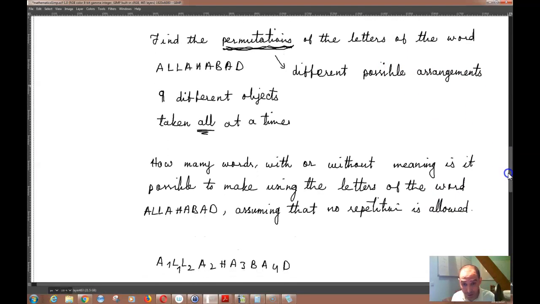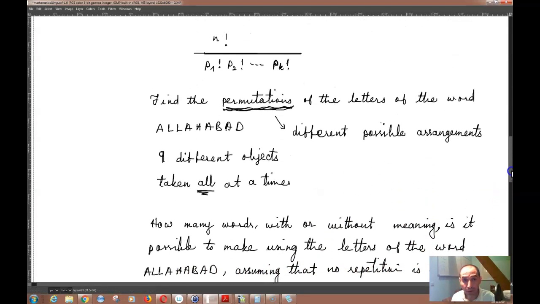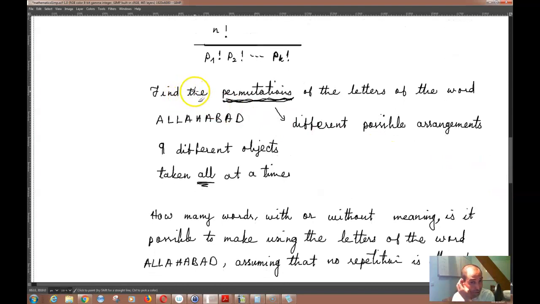And so this question can be asked this way: how many words with or without meaning is it possible to make using the letters of the word Allahabad, assuming that no repetition is allowed? The same thing can be asked a little bit more technically as: find the permutations of the letters of the word Allahabad. And that's the end of the sentence, right?